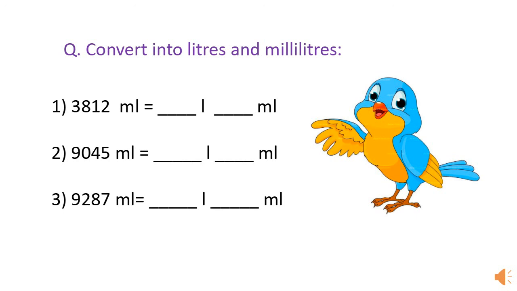So 3812 divided by 1000. So here 3 liters and 812 milliliters. The last 3 digits 812 will be milliliters, and before that the number given is 3. So that will be your liter number. Fine. Next 2 questions for you.